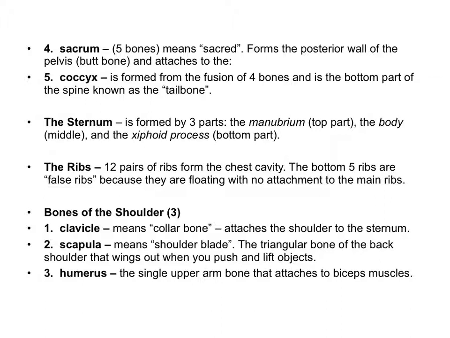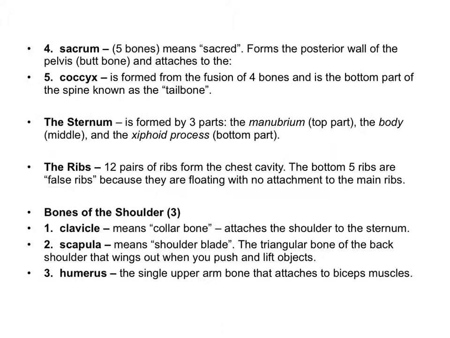Now let's go to the rib cage. The ribs are made of 12 pairs of ribs, and they form the chest cavity. The 5 bottom ribs are called false ribs. The last 2 of the false ribs are floating ribs. They're not attached with any cartilage and are thus given the name floating ribs. So in total, you have 5 false ribs, with the last 2 false ribs being floating ribs. This completes the axial skeleton.